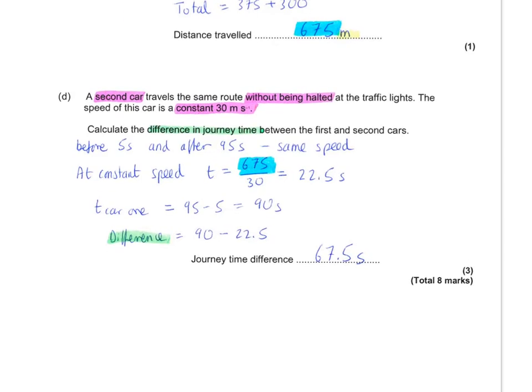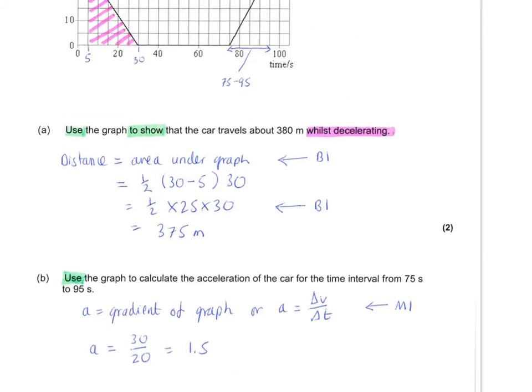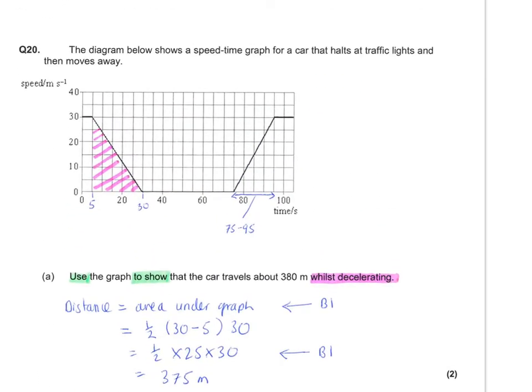Finally, you're told that a second car travels the same route but without being halted at the traffic lights, and this car maintains a constant speed of 30 metres per second. You are asked to calculate the difference in journey time between the first and second cars. If you were thinking back to the graph and what that would mean in practice here, that would be a car that just manages to give you a straight line across here for its graph.